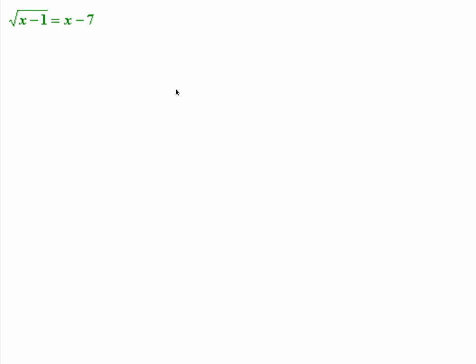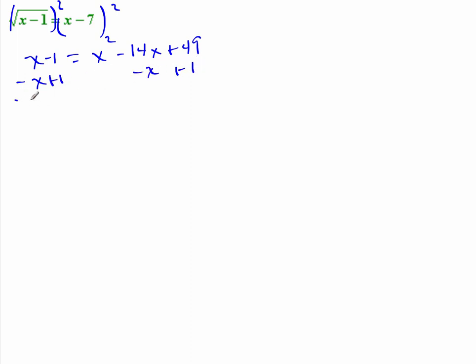Now suppose you want to solve something like this. Again, you get the radical by itself, and then you square both sides. So this side is x minus 1, and this side I'm going to FOIL out, x squared minus 14x plus 49. When I solve this, I'm going to subtract x and add 1 to both sides. I get 0 is equal to x squared minus 15x plus 50.